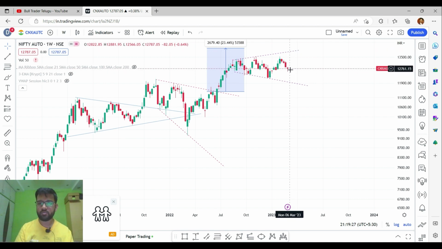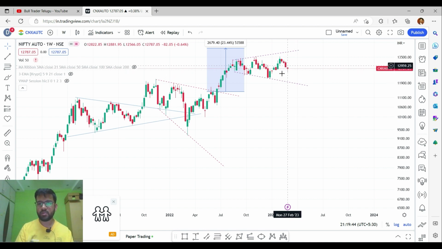But if the market forms a bearish candle and closes below this closing point, that is the 12,787 level, in the coming week, then we can expect a good fall, and we can see that this bearish trend will continue downside. We can expect a further fall up to the 12,253 levels in the coming week.